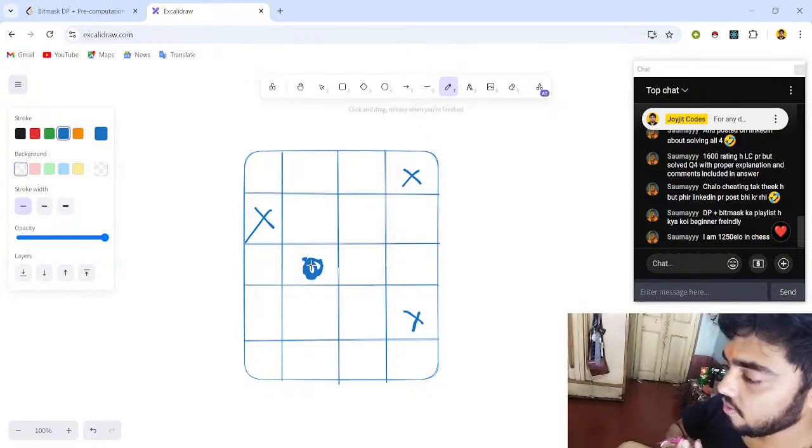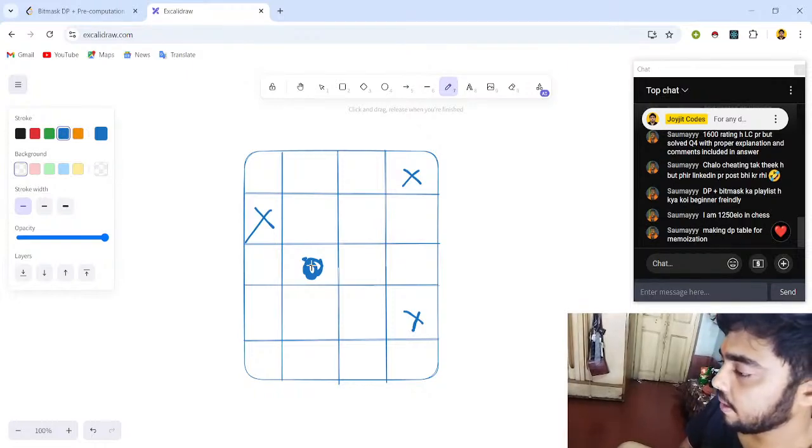Let's say if we go for making a DP table for memoization. Yeah, exactly. I was at a loss for words, man. I lost my words actually.